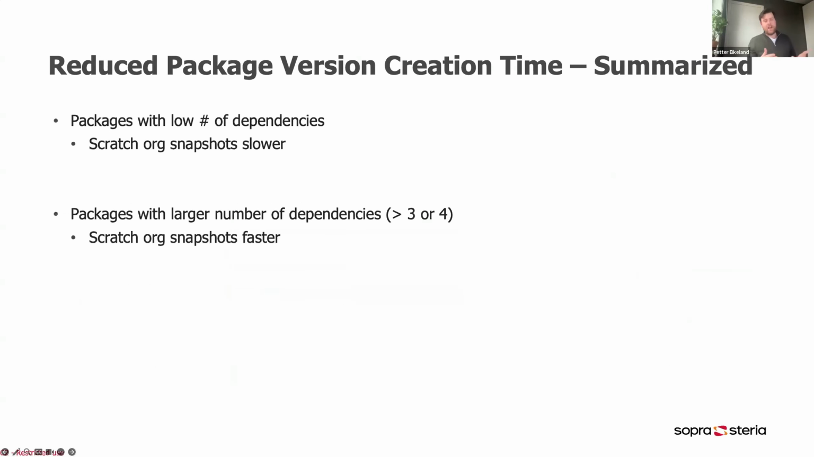So summarizing, if you have a package with a low number of dependencies, that could be unlocked or managed packages that don't take that much time to install as a dependency, Scratch Org snapshots might actually be slower in creating a new package version for you. But if you have packages with a larger number of dependencies, in our experience maybe 3, 4, or more, then Scratch Org snapshots gradually become faster than using a regular package version build.